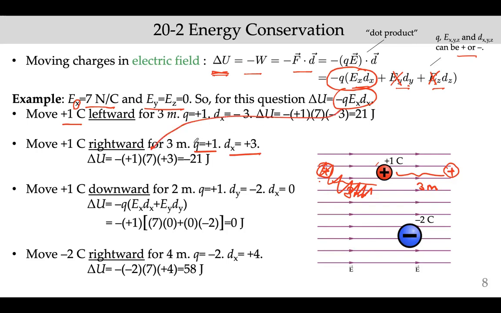So plug in the numbers. Q, so there's this negative sign from the formula, and Q is plus 1. Electric field strength is 7. So we got 7 here. And the displacement is in the positive direction. We move it this way. This is the positive direction. So let's put the coordinate system like this. So the right direction is the positive direction. So displacement is plus 3 meters. And if you multiply these numbers, you will find the change in potential energy is negative 21 joules. So the potential energy decreased.